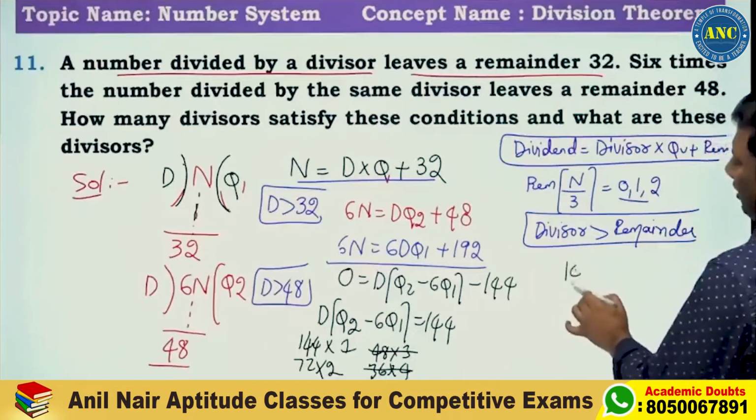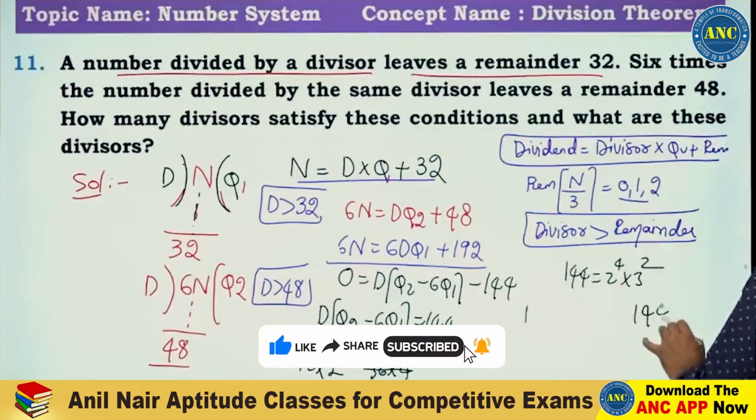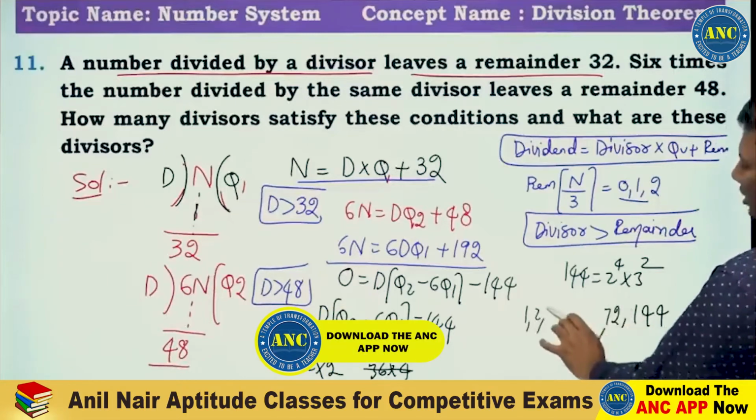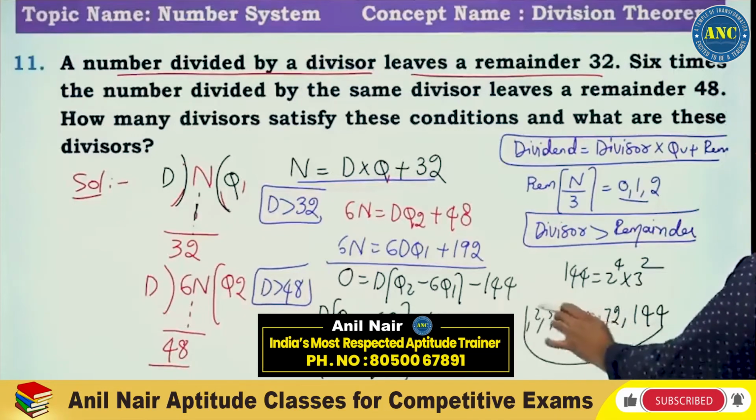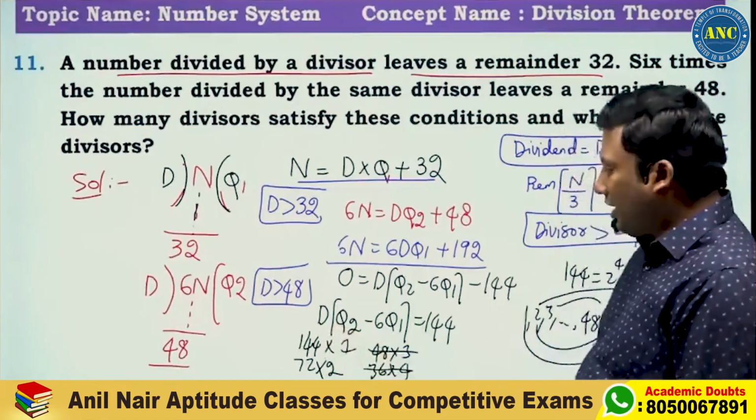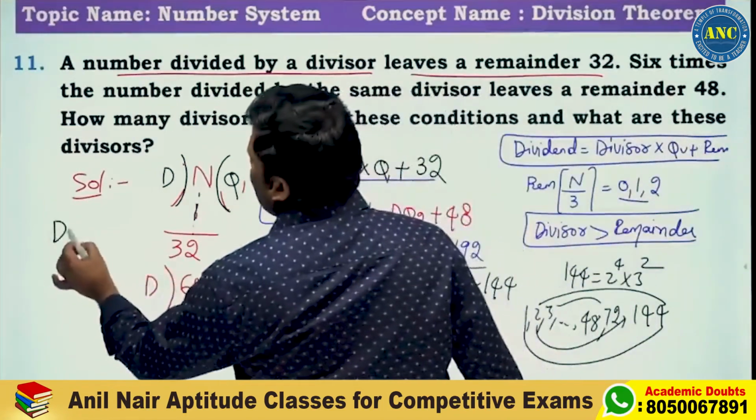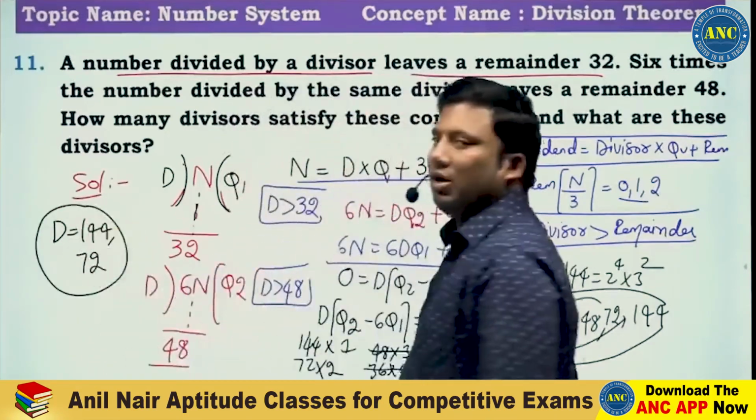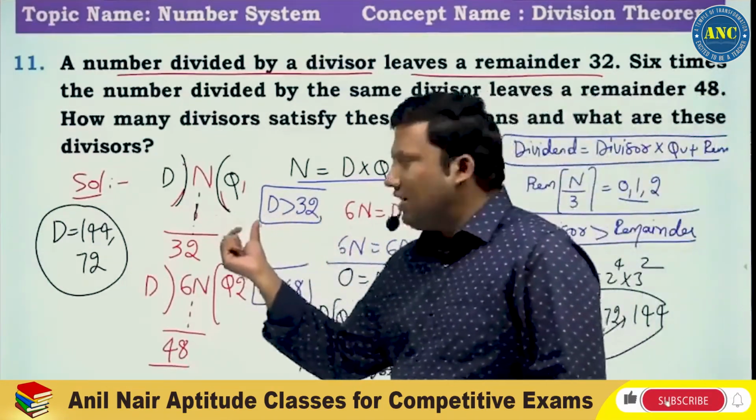How to find out the factors? 144 is 2 power 4 into 3 square. First write down 1: 144 by 1 is 144. Second write down 2: 144 by 2 is 72. Third write down 3: 144 by 3 is 48. Because first into last is the number. So I am trying to find the numbers which are greater than 48. Two cases I got, 144 and 72. So how many divisors can it take? Two divisors, and the values are 144 and 72. I hope this idea is clear.